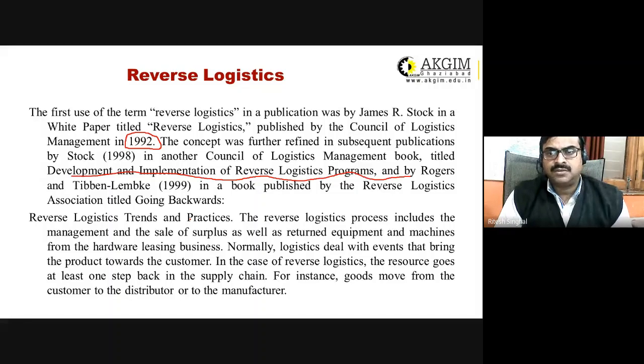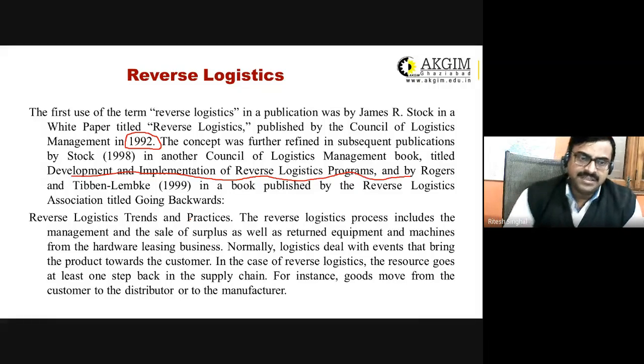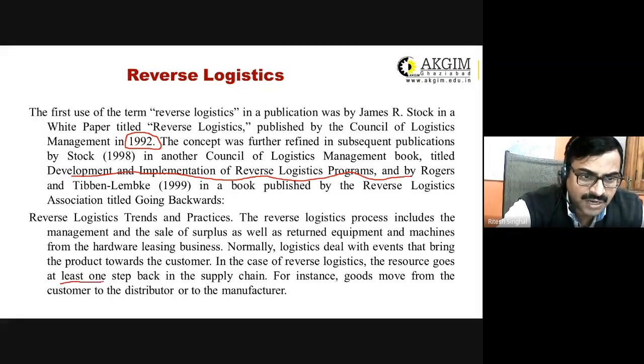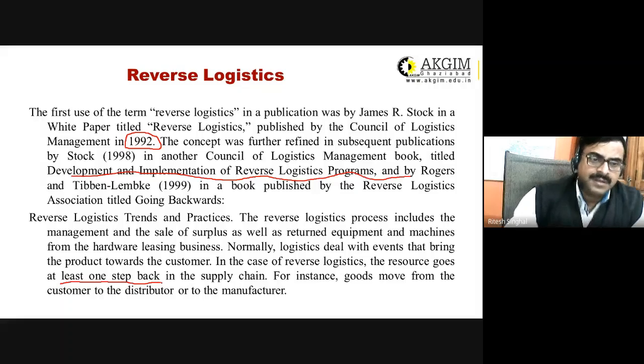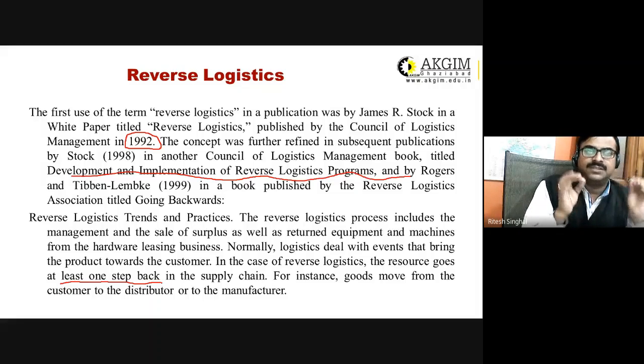Reverse logistics trends and practices: the process includes the management and sale of surplus as well as returned equipment and machines from hardware leasing businesses. Normally, logistics deals with events that bring the product towards the customer. In reverse logistics, the resources go at least one step back in the supply chain, for instance from the customer to the distributor or to the manufacturer. It's not necessary to reverse the product entirely from customer to manufacturer; at least one step back is termed as reverse logistics.